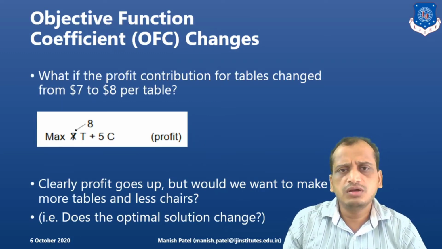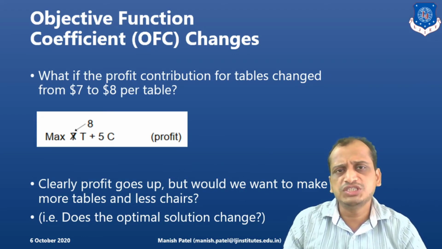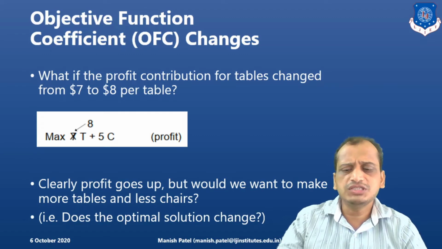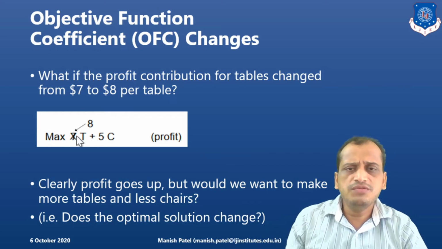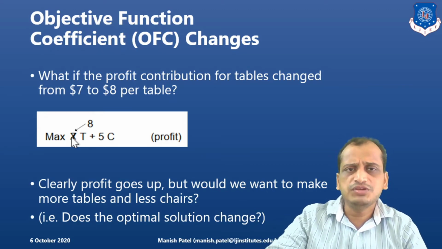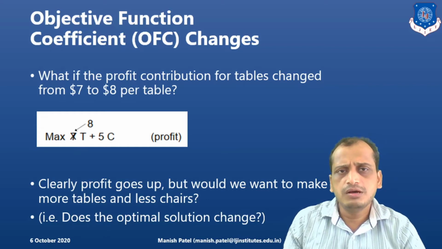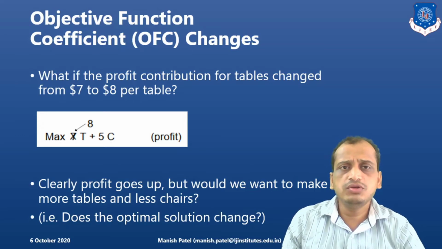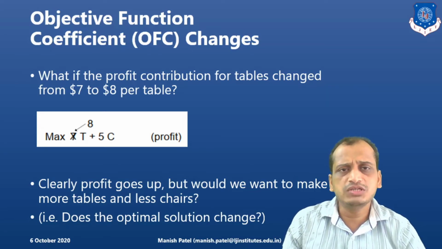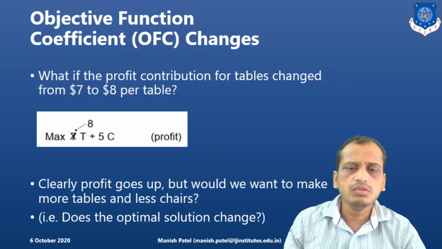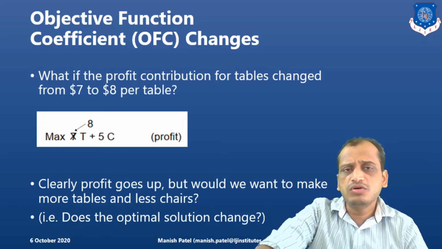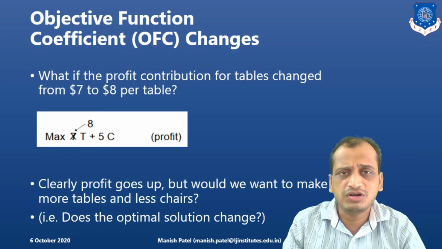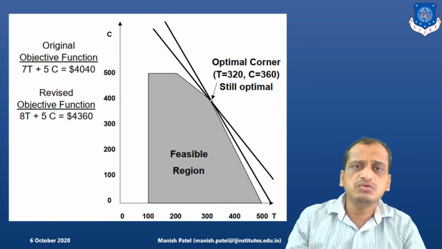First of all, we will check the objective function coefficient changes. What is the objective function here? If you carefully see, it is 7T plus 5C. Now if I ask, instead of 7, if the profit derived from 1 unit of table is increased by just 1 unit, to 8, obviously the profit is going to go up. But again, we will see whether we are going to make more tables and fewer chairs, because we already have the constraints for tables and chairs as well. So let's see what will happen to the optimal solution.